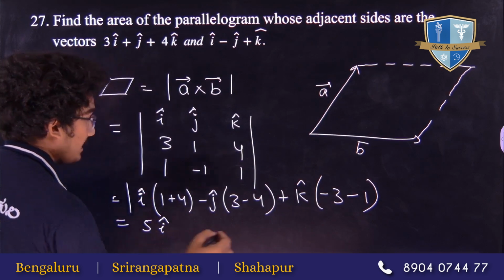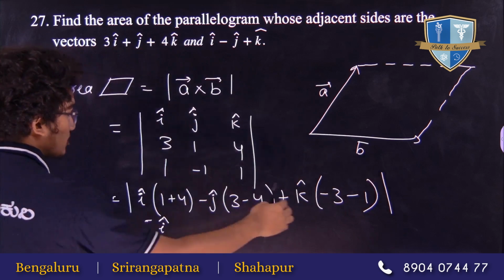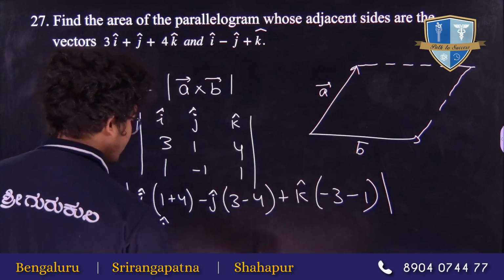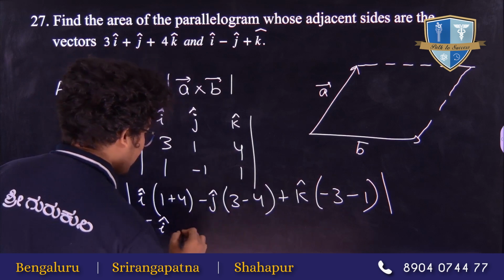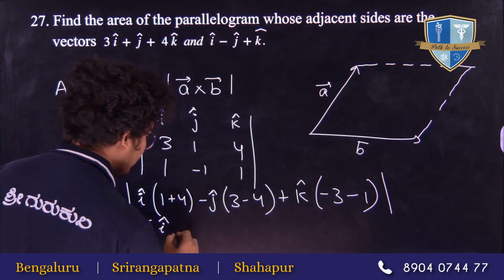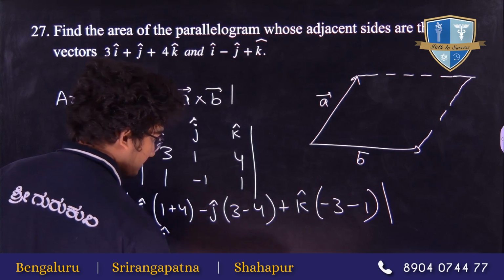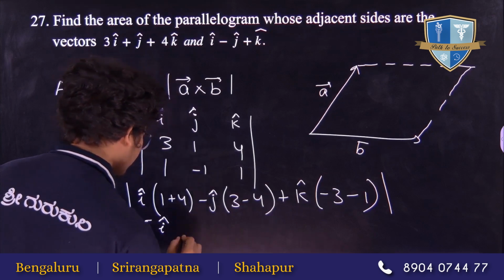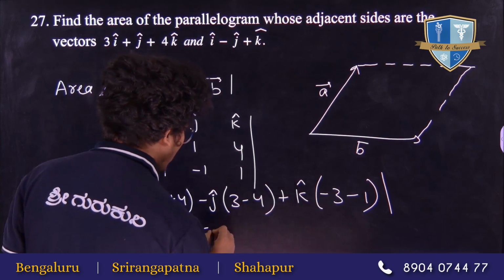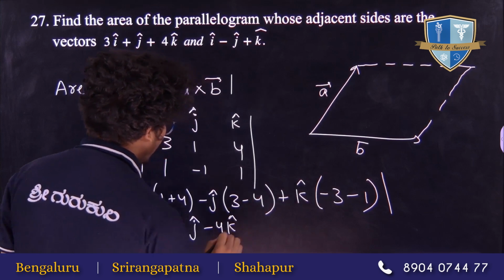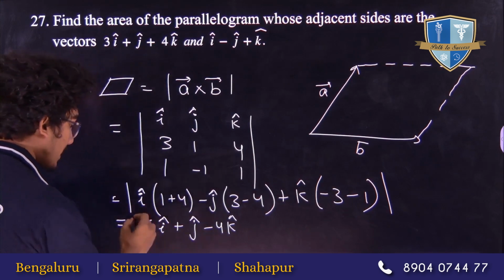And we are supposed to find the magnitude of this. Okay, remember, we are supposed to find the magnitude of this vector. So this will be 5i cap. Minus will become plus. This is minus 1 and minus will become plus. So it will become plus j cap. And here it will become minus 4k cap. Correct?